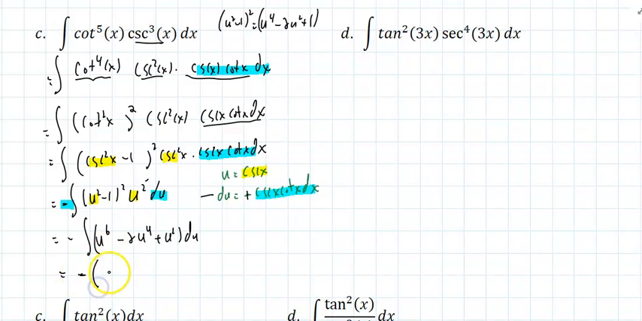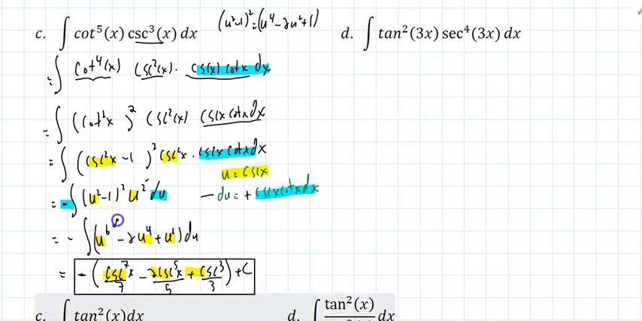That's negative u to the 7, but I know what u is. No need to add an extra step. It's right there. That's going to be cosecant to the 7 of x over 7 minus twice cosecant to the 5th of x over 5 plus cosecant cubed over 3 plus C. So keep in mind, I add 1 to the power, divide by that, add 1 to the power, divide by that, add 1 to the power, divide by that. So these problems are a bit long. You just have to be patient and work slowly at them.